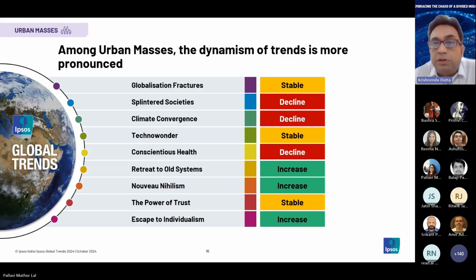Thank you, Krishnendu. So, with this, we will close the peek at the India story for 2024, which is embracing the chaos of divided India. But what's next for all of you? The full India report will be ready soon. The report will be shared with the early bird registrations as we promised earlier.